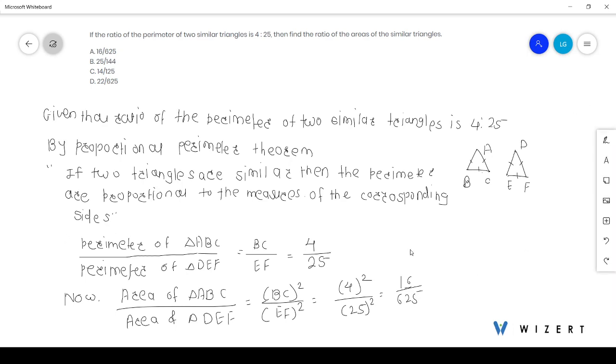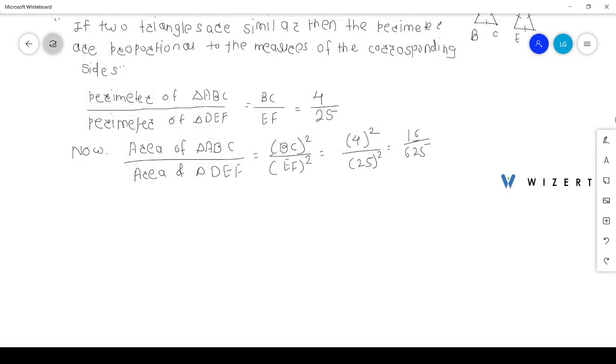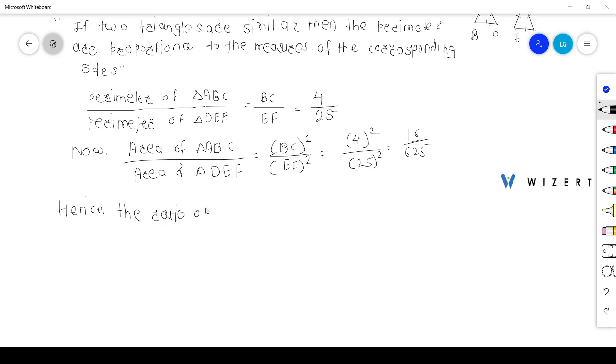Hence, the ratio of the areas of the similar triangles is 16:625. From the available options, we have option A as 16:625.